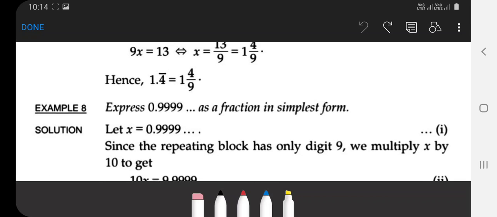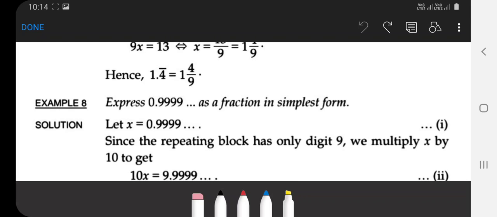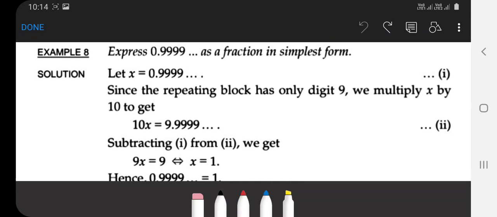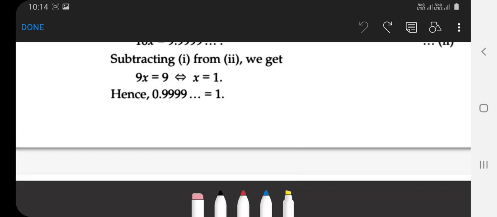Clear, students? In this question, express 0.9999 till infinity as a fraction in simplest form. Let x is equal to 0.99999. Here the repeated digit is a single digit, 9. Again you multiply with 10. Again subtract equation 1 from 2 and you get the result.